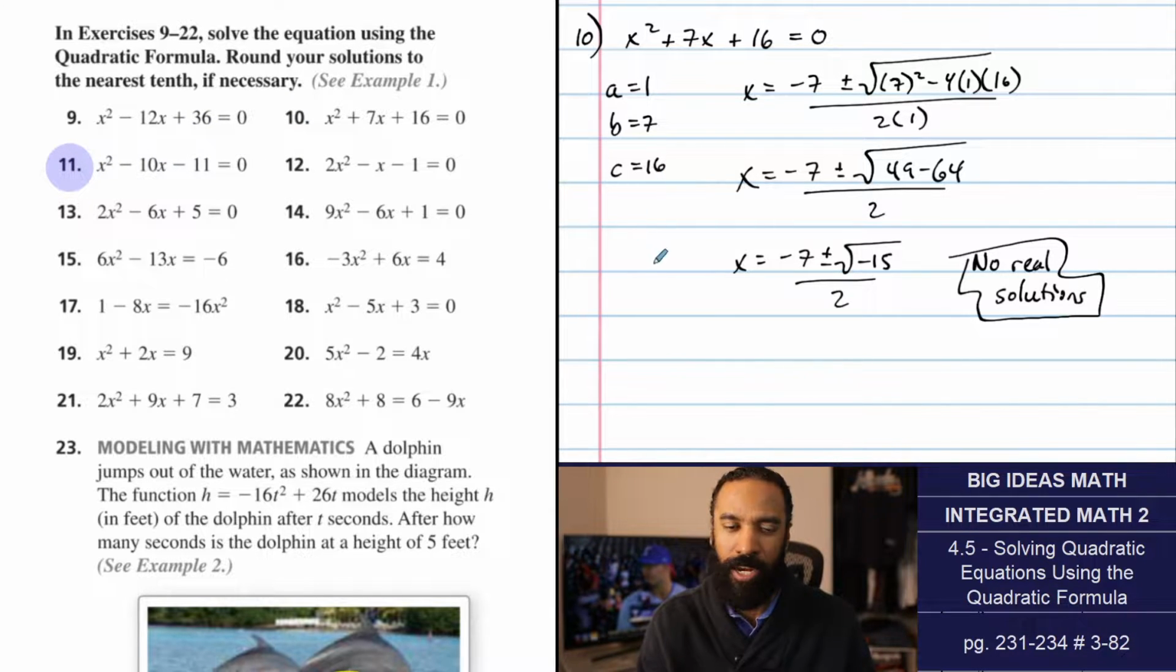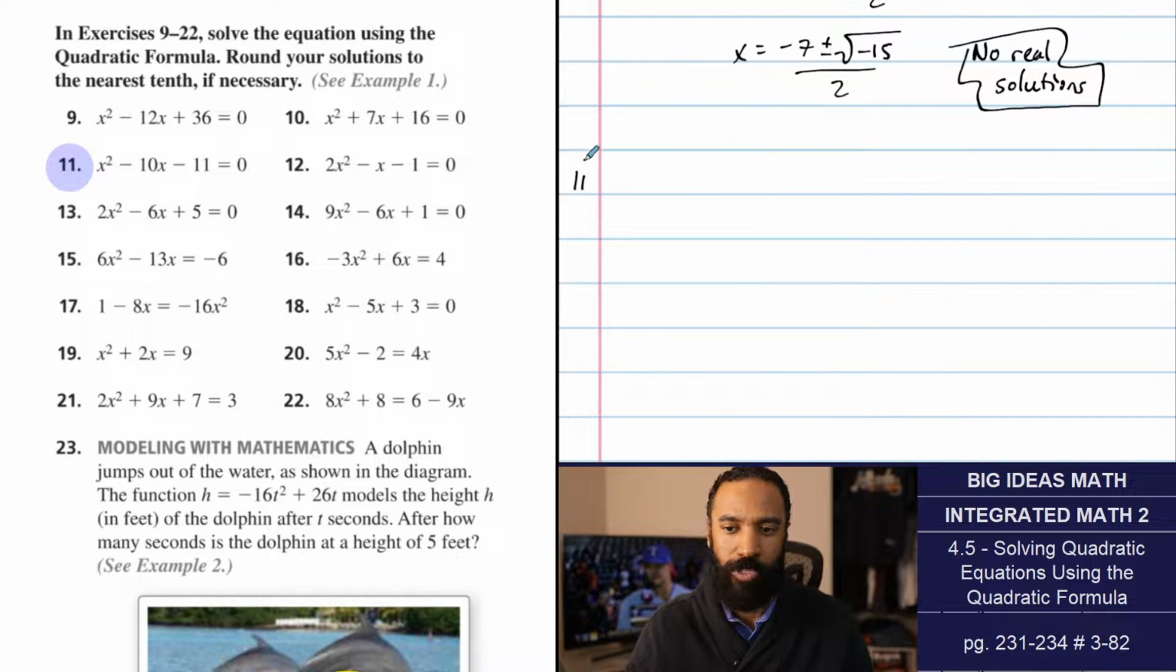This one looks factorable again on number 11, so it looks like we'll have some rational solutions. Let's go ahead and solve x squared minus 10x minus 11 equals 0.